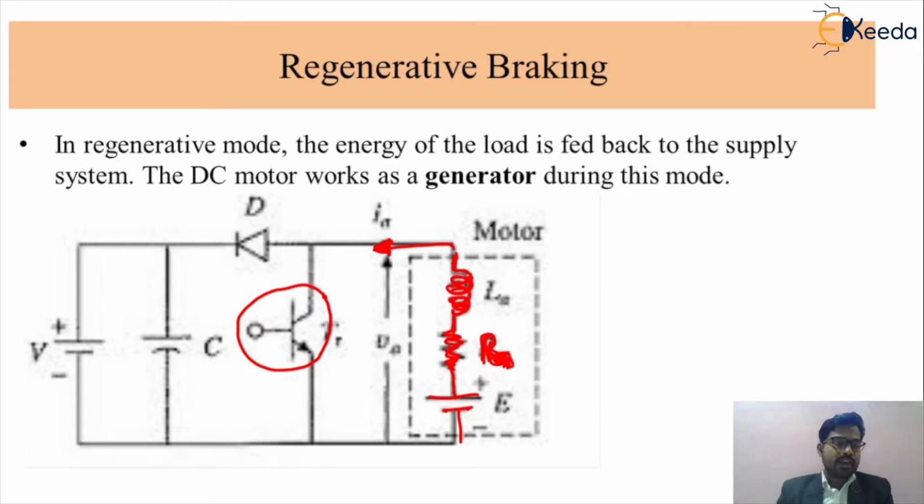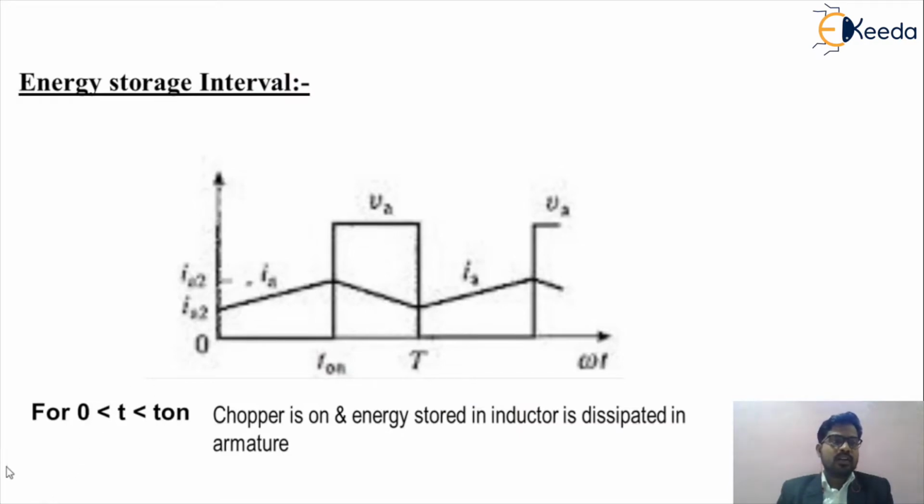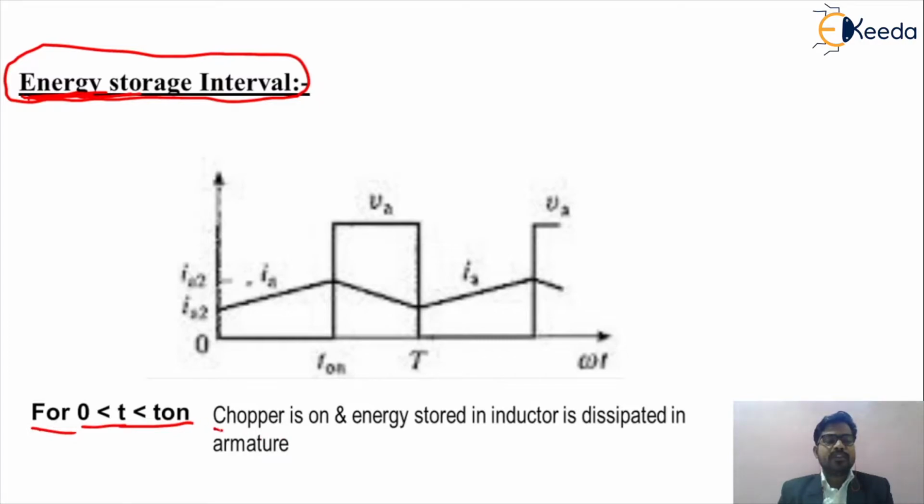Now we can understand the same operation. This operation is called the energy storage interval. What do you mean by the energy storage interval? The name itself indicates its meaning. The energy will be stored. What will happen? For the period 0 to t on, the chopper is on. The energy stored in the inductor is dissipated in the armature resistance.